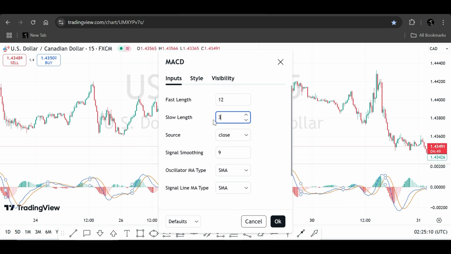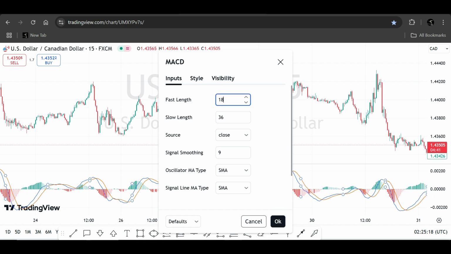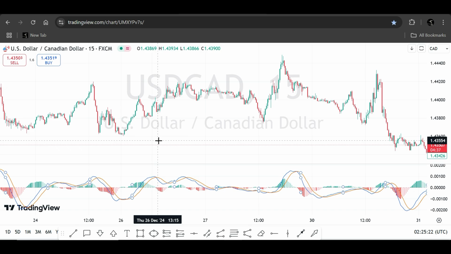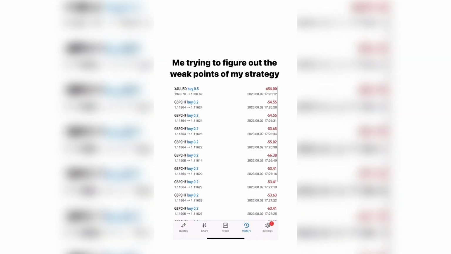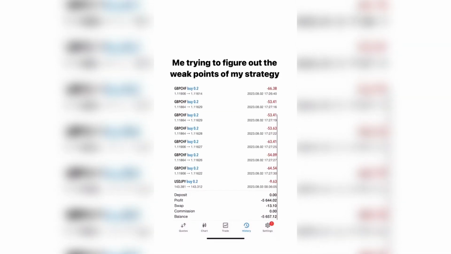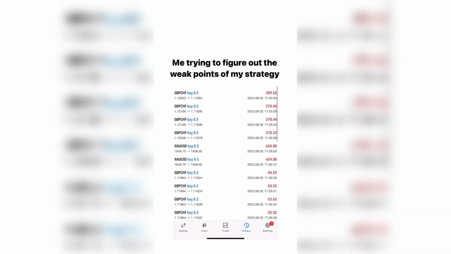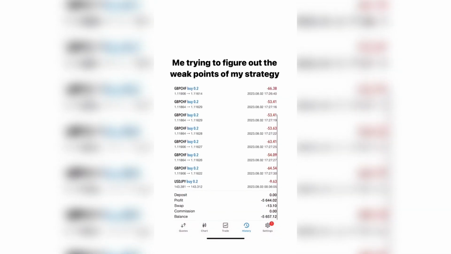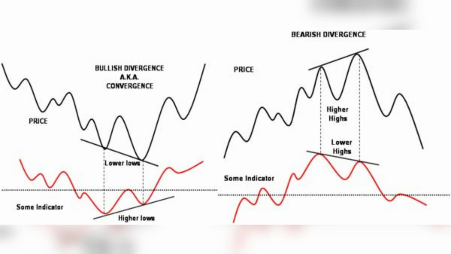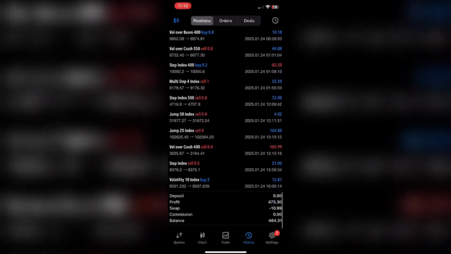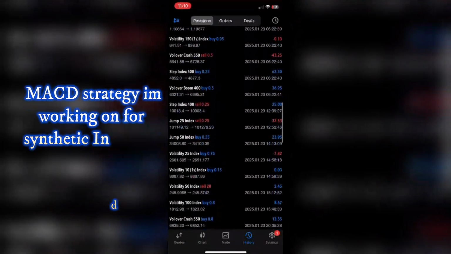Practice proper risk management. Never risk more than a small percentage of your capital on a single trade, and always use stop-loss orders. Overtrading: acting on every MACD signal without considering the broader market context can lead to losses. Ignoring divergences: divergences can offer early warnings of trend reversals. Overlooking them may result in missed opportunities. Risk management: failing to set stop-loss levels can expose you to significant losses.